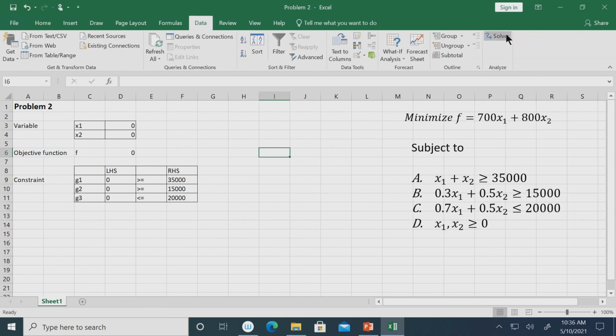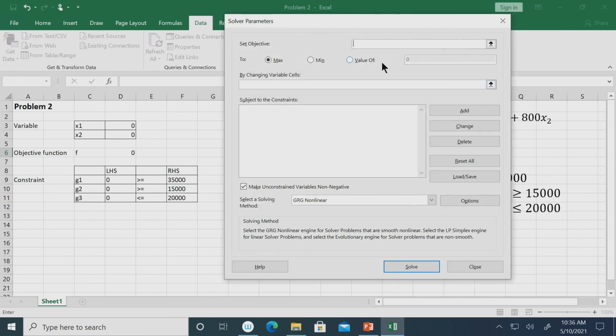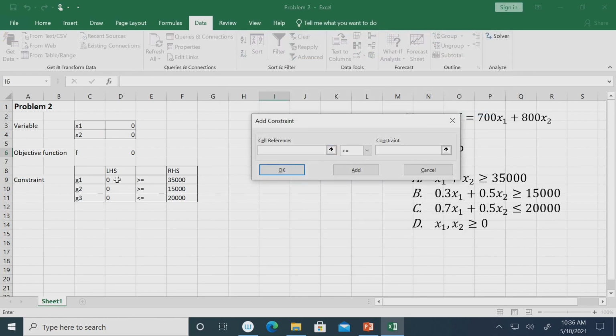You go to Data, then use Solver. Here first you define the objective function. This is your objective function, and this is a minimization type problem. Therefore, you change it to minimization, by changing these two cells, D3 and D4, and define the constraints here. The first constraint, this is the left hand side, and this is greater than or equal to type. So, this is greater than or equal to 35,000. So, you add it.